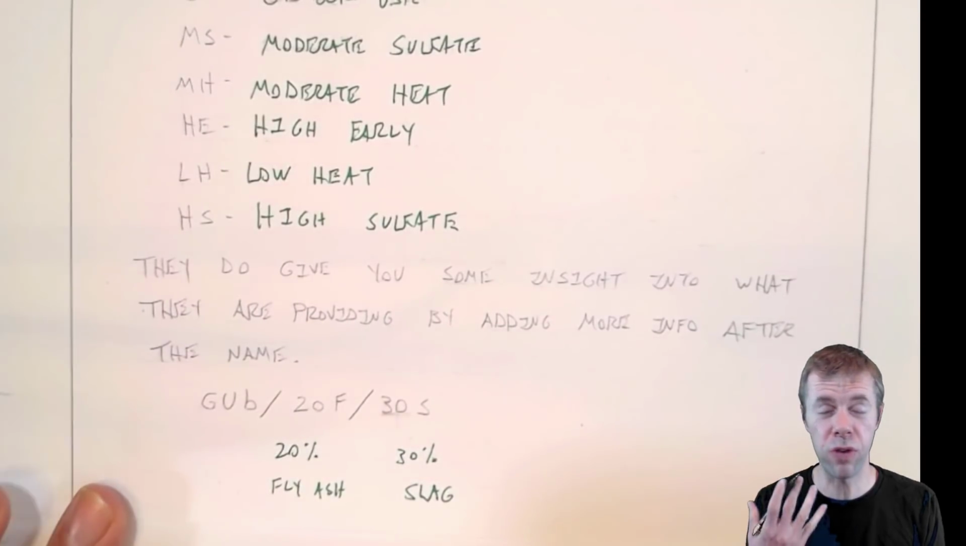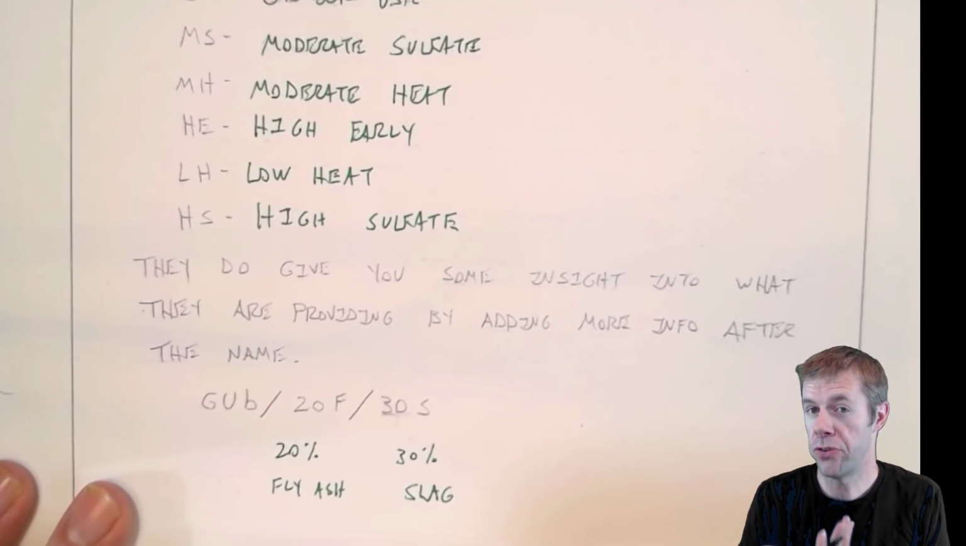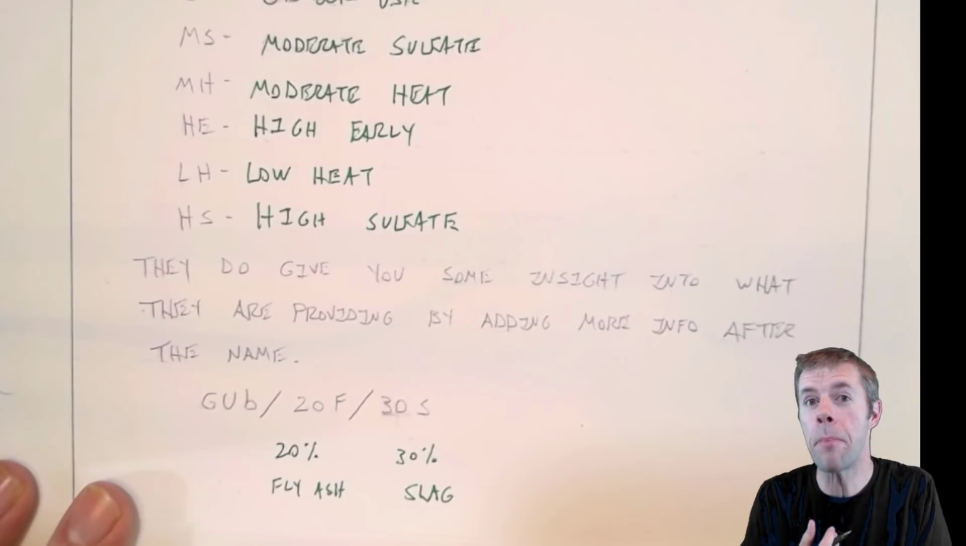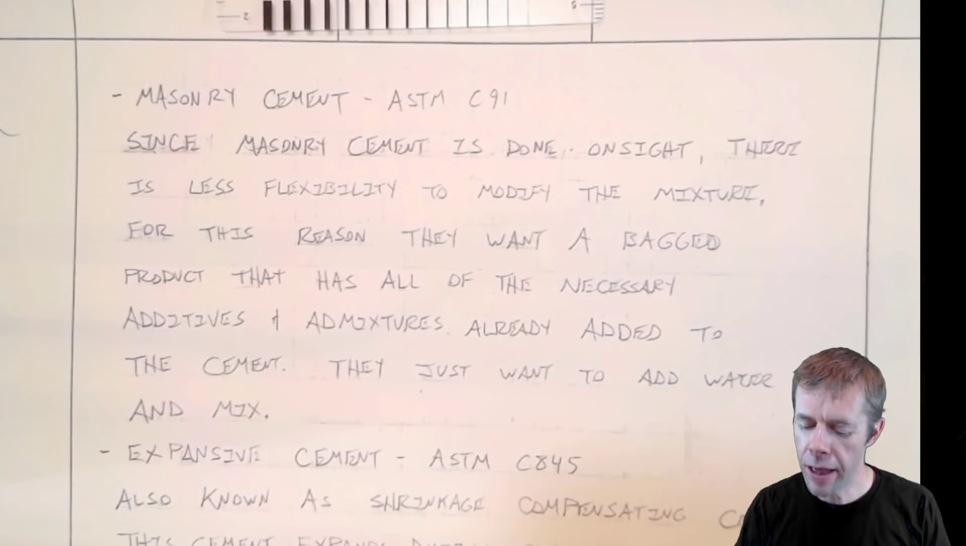Now, they don't tell you which fly ash, they don't tell you which slag, they just say this is what they use. So it gives you some insight, but not everything. And some people just like to have more control over their processes. And that's why 1157 cements have not been that popular in a lot of regions. Okay, we're moving on.